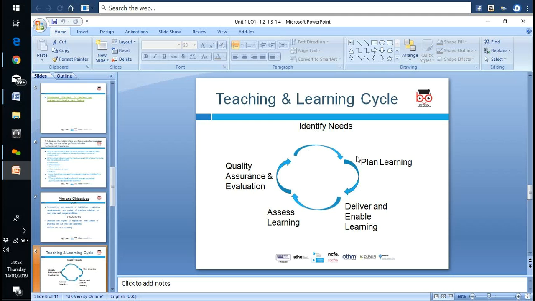Identifying needs is the initial assessment, and planning the learning is learning plans. Delivering and enabling the learning comes under schemes of work and lesson planning. And then you assess the learning when it's done. Has it achieved what it set out to do? Are there parts for referral? Is it okay? And then when you've agreed with that as a tutor or an assessor, you've then got to pass that on for it to be evaluated, to make sure that you've done a fair assessment of the work across the group.